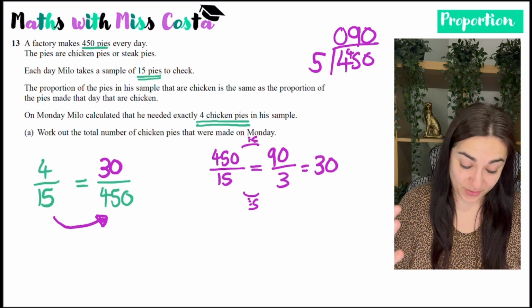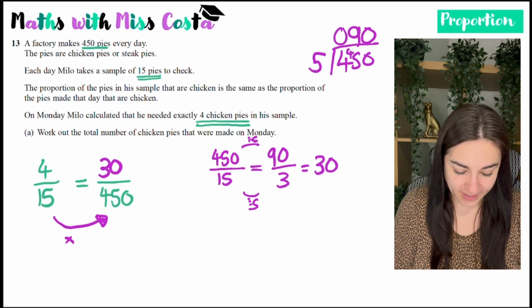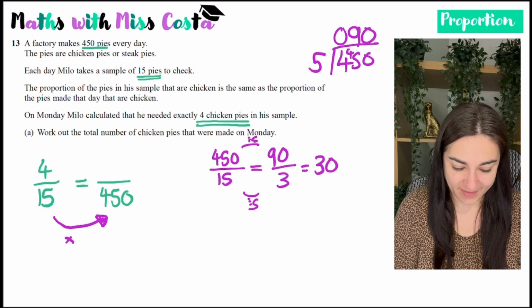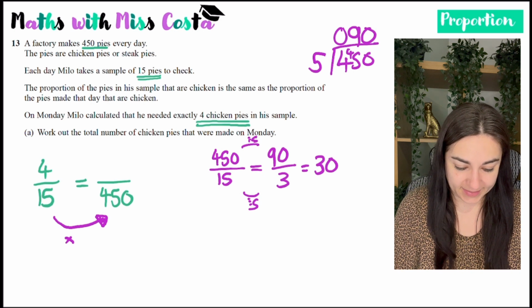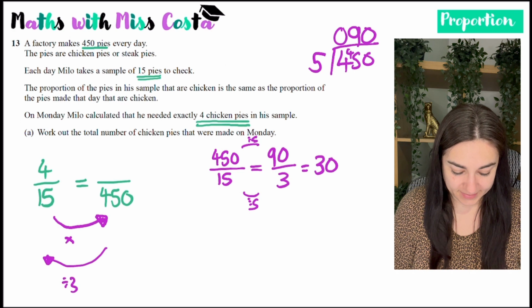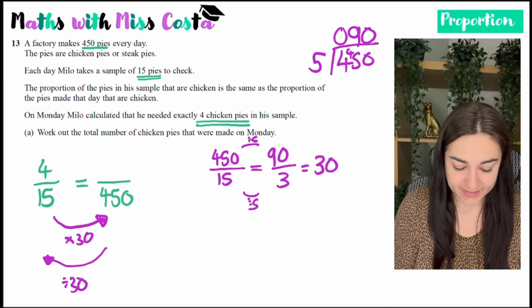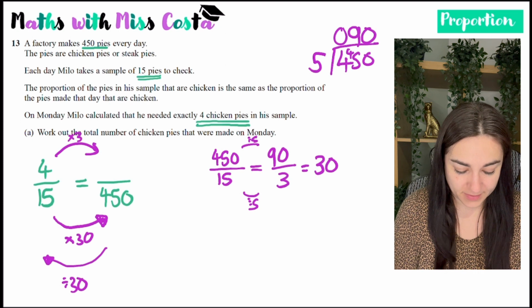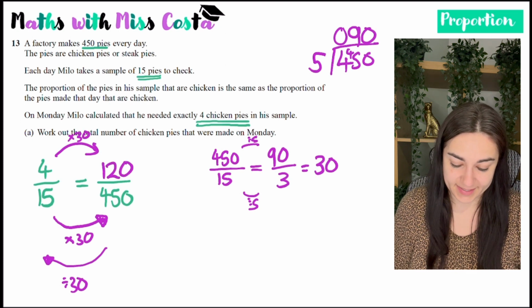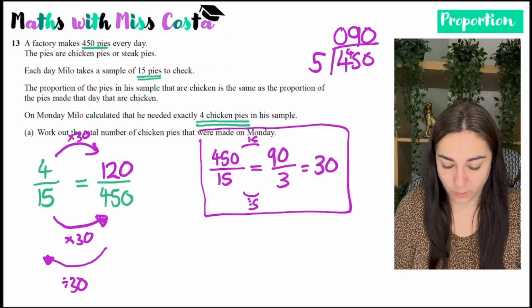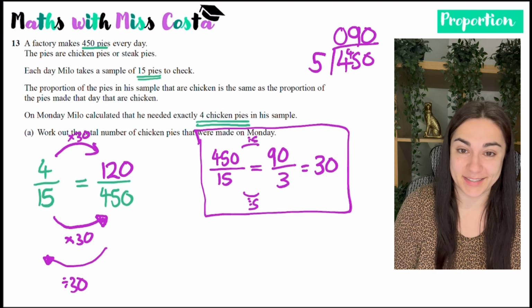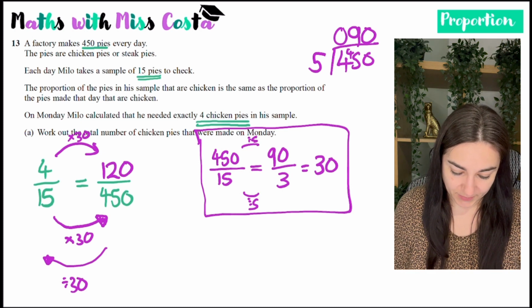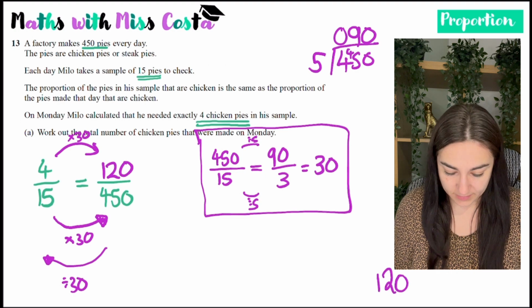So then you know that the equivalent fraction, if you times this by, jumped ahead there. So that means that 450 divided by 15 is 30. So this divided by 30 would get you back to this fraction. So to times by 30, you get from 4, times it by 30, you get 120. Okay, so we did this division to figure out what we needed to divide by to get this way, and then you can do the opposite to get to the other fraction. So 120 chicken pies.